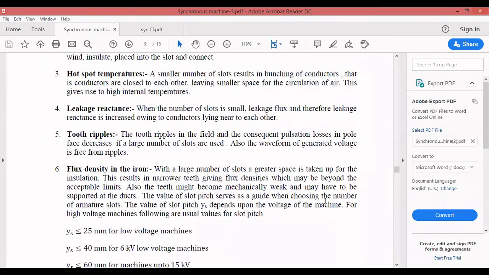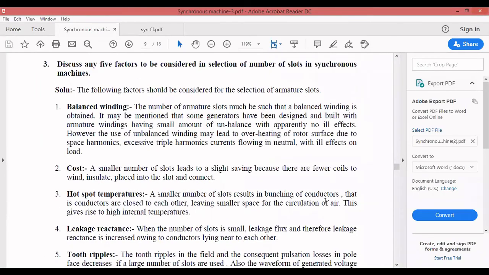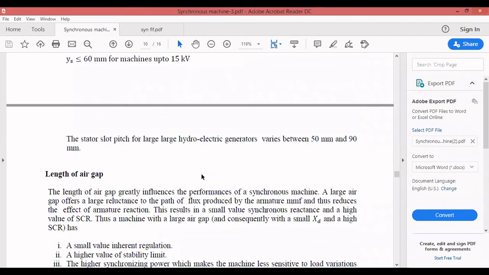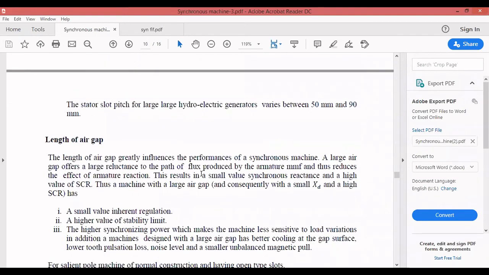That is one thing. Then you can sum up the 5 factors to be considered in the selection of slots in a synchronous machine. These are the 5 factors you should consider while selecting the number of slots in the synchronous machine. Next, let's take a glance at the length of the air gap. What would be the length of the air gap? Should it be large, or should it be as small as possible? Let us see.